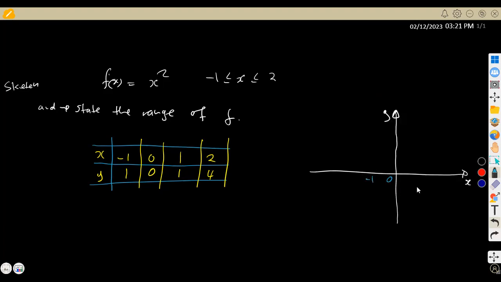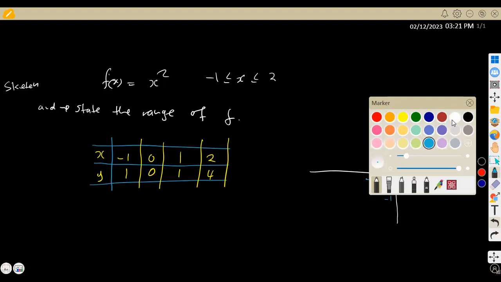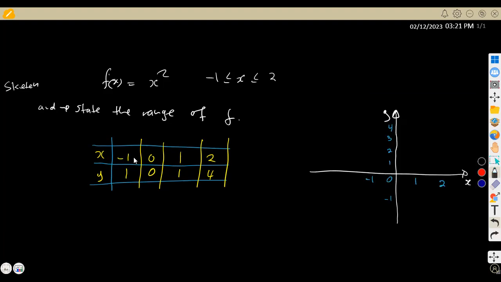Okay, so let's say this is -1, this is 1, and this is 2. All right, so we've got 1, 2, 3, and 4. We do not have negative values, but let's just see. The first point is at (-1, 1), then (0, 0) at this point, (1, 1) at this point, and (2, 4) at this point.